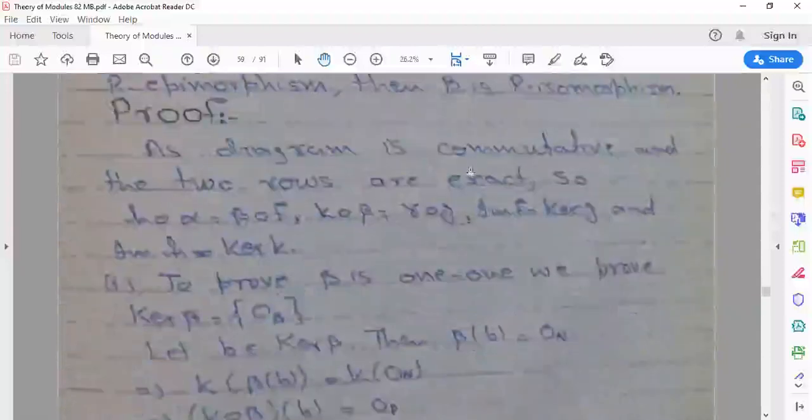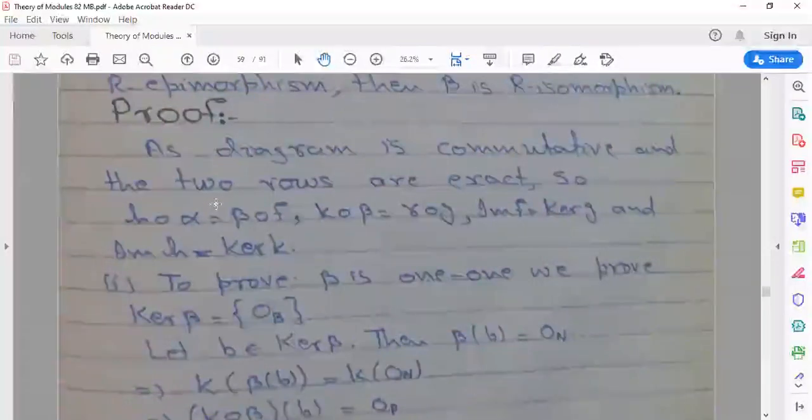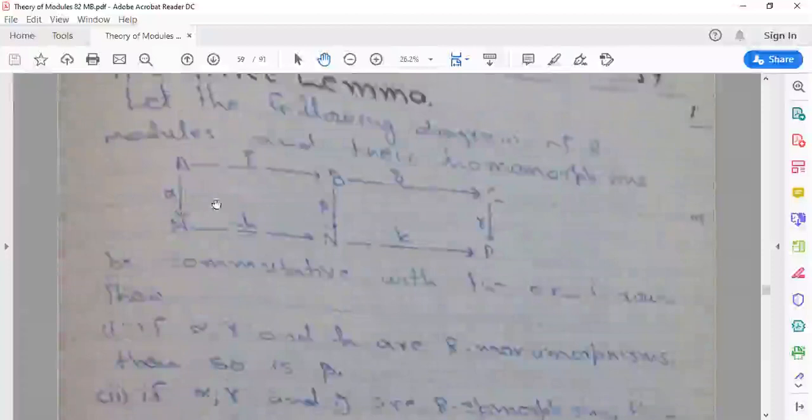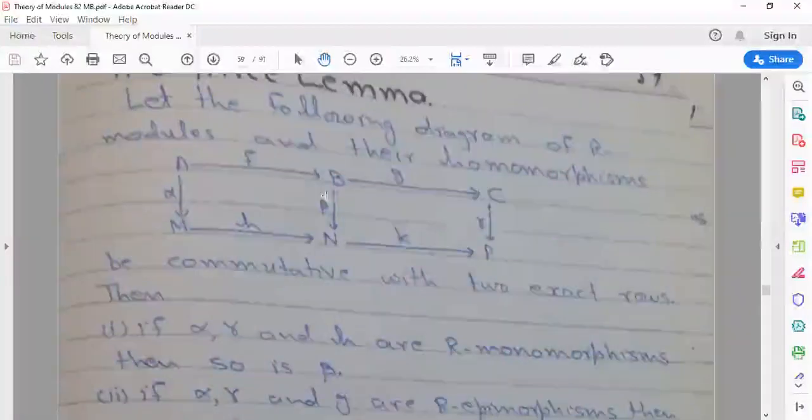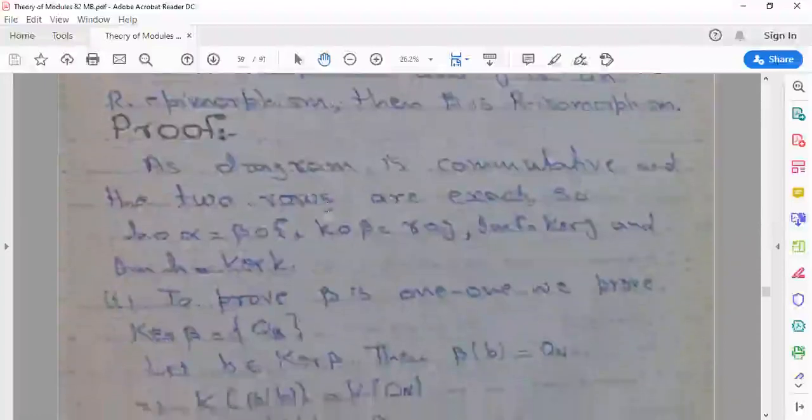This is also given. By the diagram, h composition alpha is equal to beta composition f. I also revised before, at the start of the theorem, and also stated that gamma composition g is equal to k composition beta. So write this: image of f is equal to kernel of g.